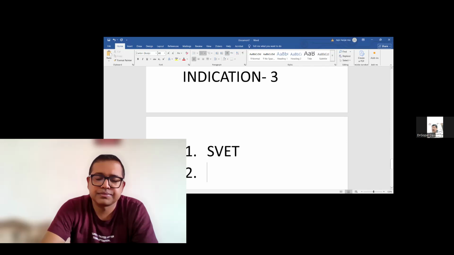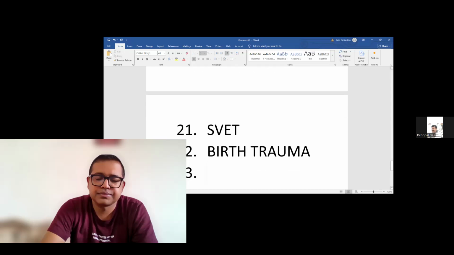Now, regarding birth trauma, caput succedaneum and cephalhematoma. What is the difference between the two? Caput succedaneum is present at birth. It may extend over the suture line and disappear spontaneously within 24 hours.